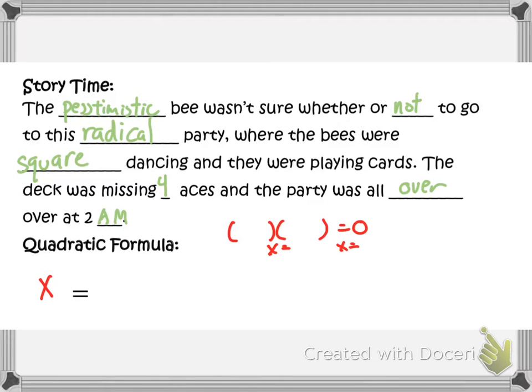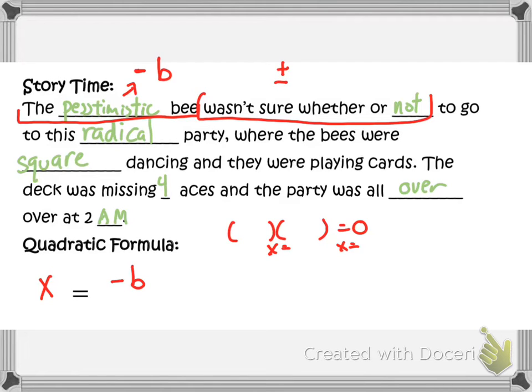Okay, so the quadratic formula comes from the story. The story starts off with the pessimistic B. The word pessimistic, that means negative, right? If someone's pessimistic, the pessimistic B means negative B. So x equals negative B. Wasn't sure whether or not. If someone isn't sure, that means they're kind of indecisive. That means it could be a plus or a minus. That's how we're going to represent that.